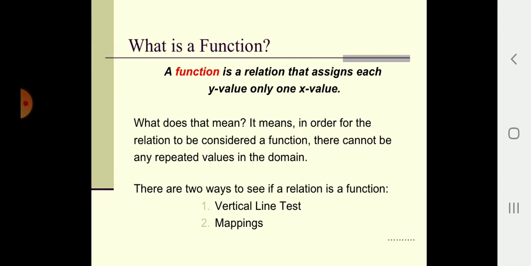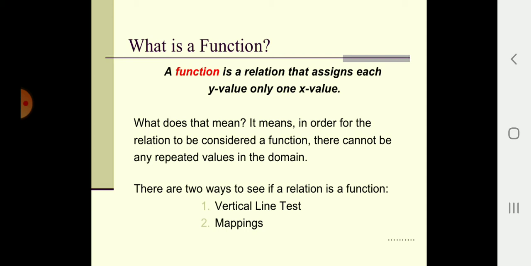So what is a function? A function is a relation that assigns exactly one y value to each x value. What that means is, in order for a relation to be considered a function, there cannot be any repeated value in the domain. So there are two ways to see if a relation is a function.